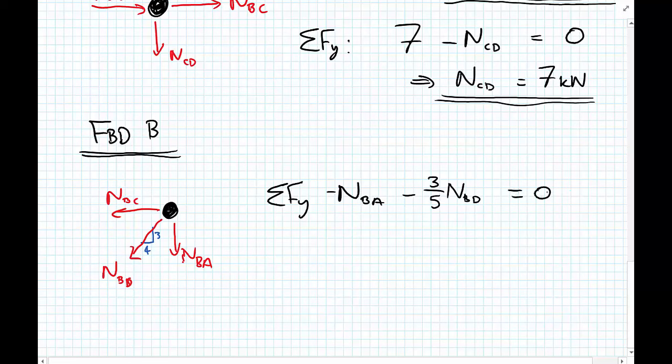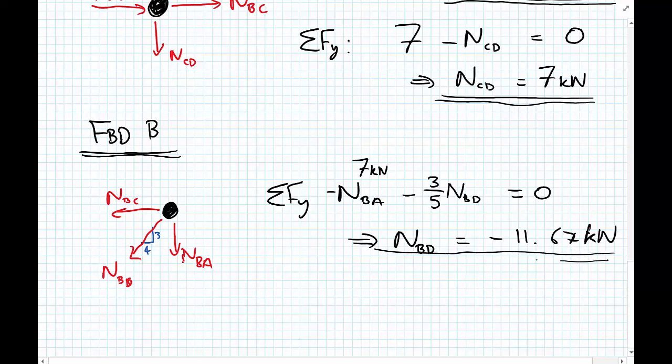And we now remind ourselves that NBA was actually equal to 7 kilonewtons, and therefore we can rearrange the equation and find that NBD is equal to minus 11.67 kilonewtons. So it's actually going to be in compression. So it's worth putting a C in brackets to denote that that's compression. So at this moment in time, we know all of the forces for the real structure.